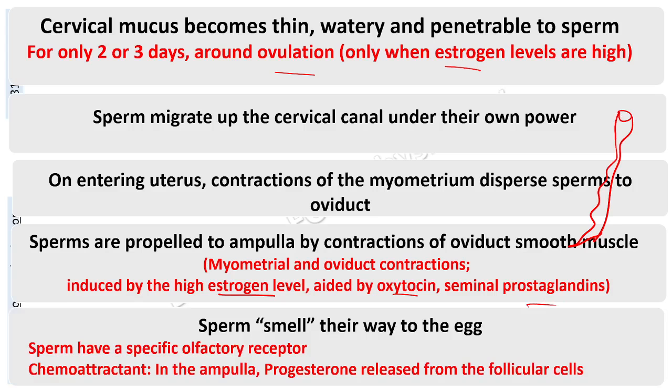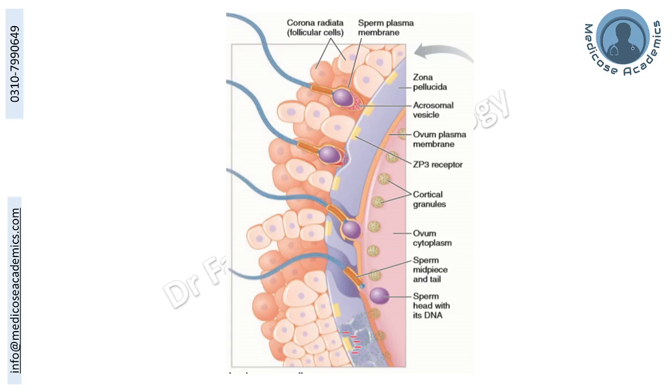The sperms smell their way to the egg. Now that they are moving up the uterine cavity and enter the fallopian tube, basically there is a chemoattractant in the ampulla, which is because of the progesterone released from the follicular cell that attracts the sperm towards itself, and ultimately the fertilization is to occur inside the oviduct.